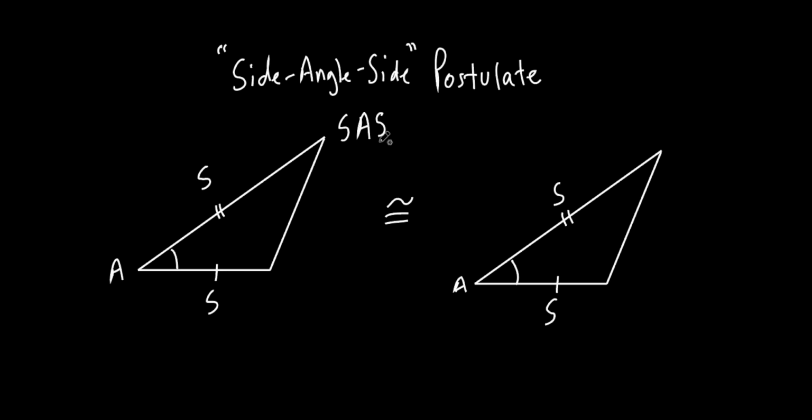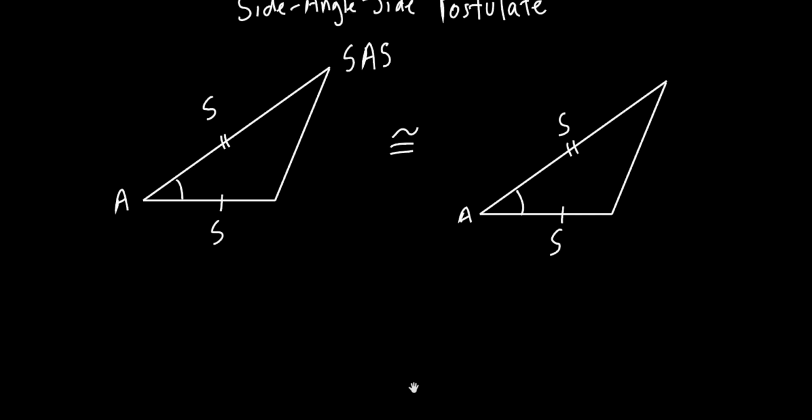So anytime you have a side, an angle, and another side, and that angle is between those two sides, no matter what, you're going to get a triangle that's congruent to that triangle. Cameron, you had a question? Yes, so just to be clear, for it to be true, the angle must be in between the two. It has to be between those two sides. Exactly right.